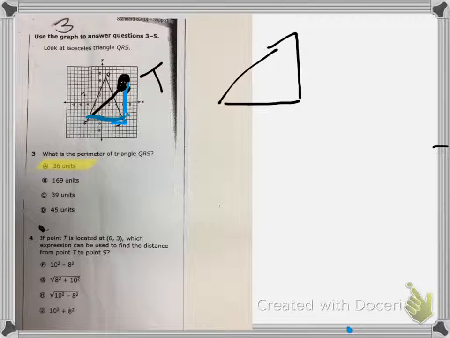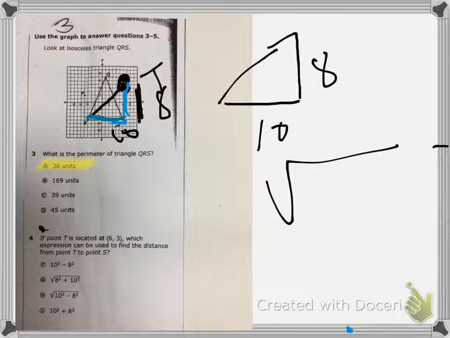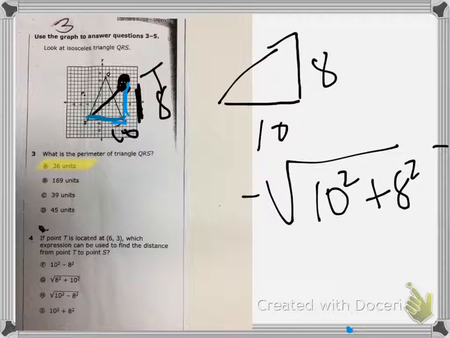When I do the math, I see that this bottom portion, or that leg, is equal to 10. And the other leg is equal to 8. So I have two legs, 10 and 8. When I use the Pythagorean Theorem, it would be a squared plus b squared. For this particular problem, they don't want the solution. They want you to just find the expression that you would use to find it.